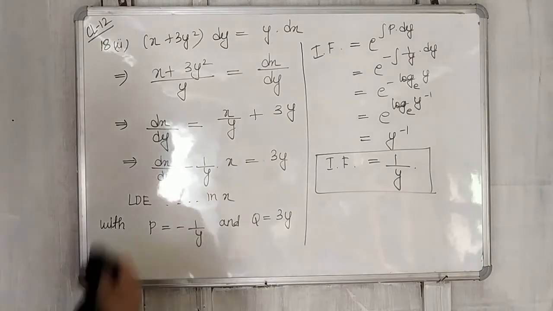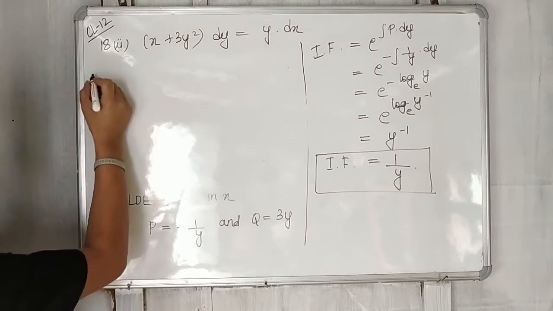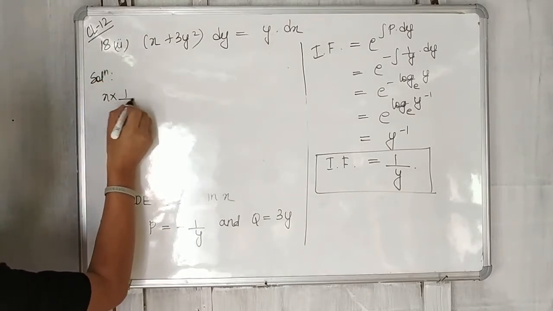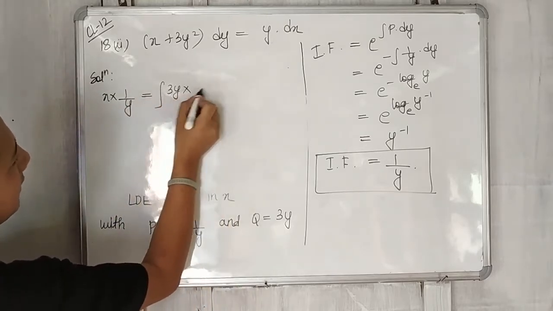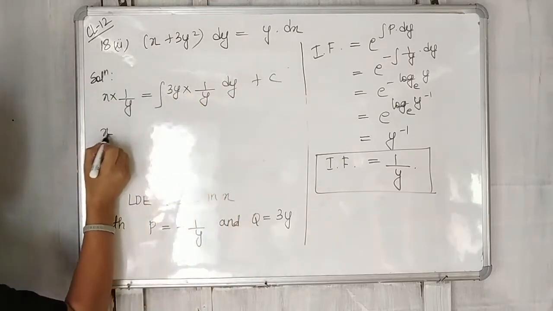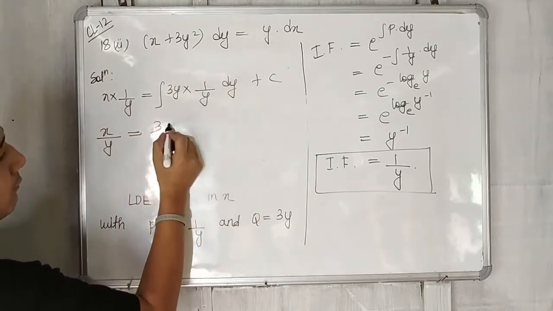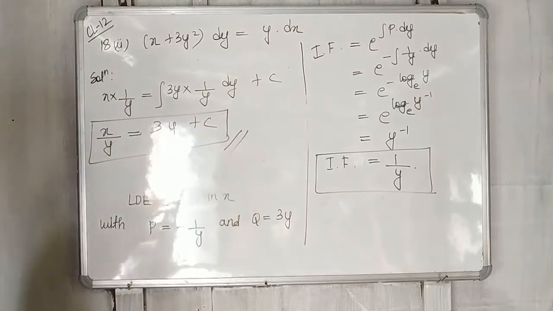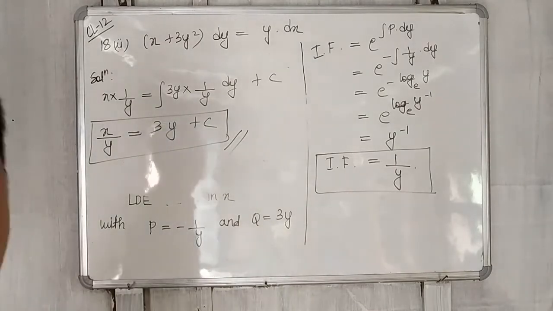Right, therefore we're just left with its solution. Solution is given by x into integrating factor 1 by y is equals to integration Q, 3y into integrating factor 1 by y dy plus c. Y cancel out, so x by y is equals to 3, a constant, integration of only dy, which is y plus c. So this is our answer. Please pause the video and note it down. I hope you are clear with this second type of linear differential equation.